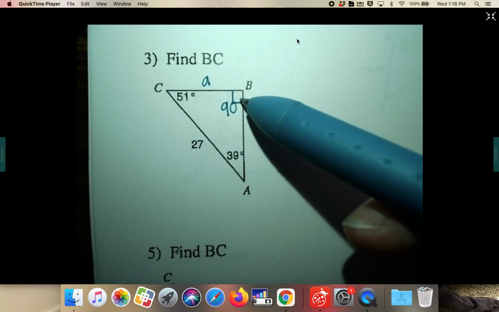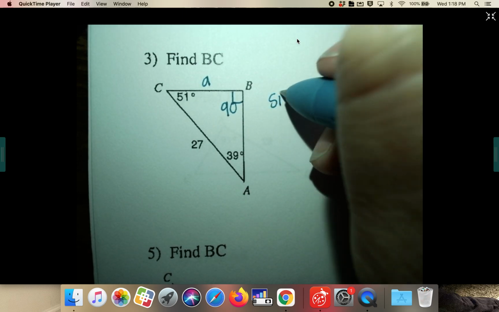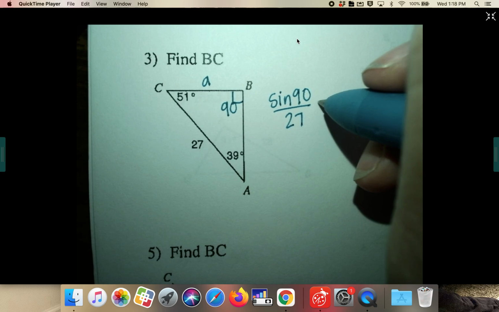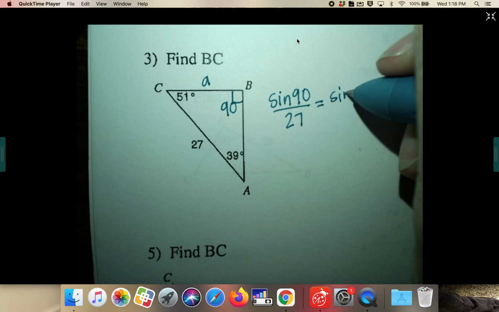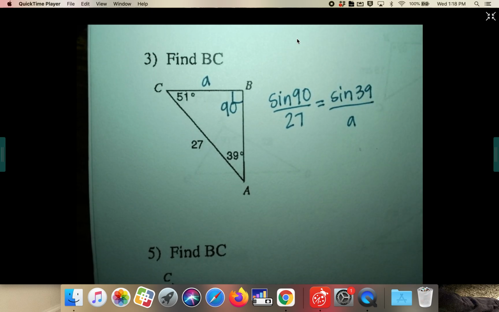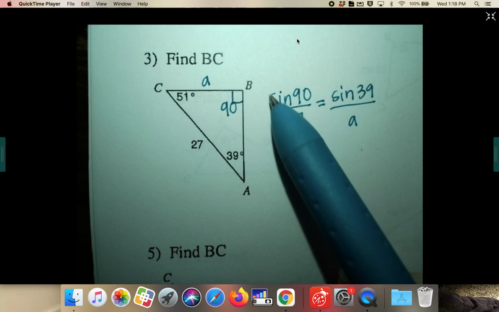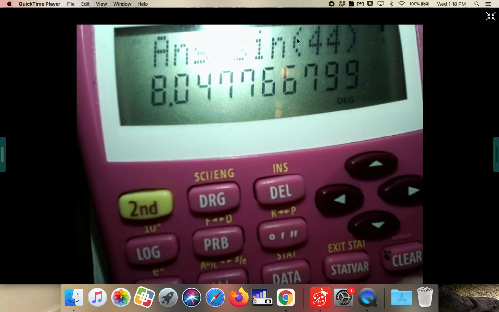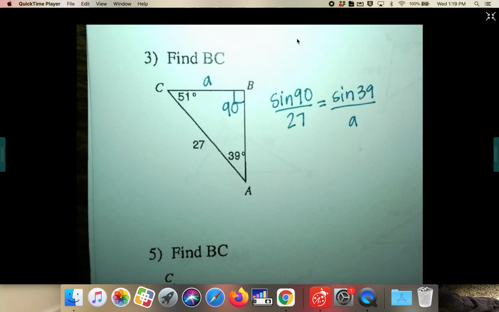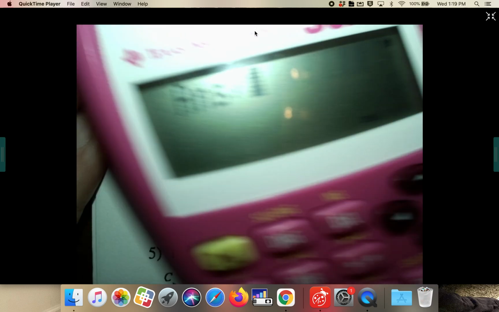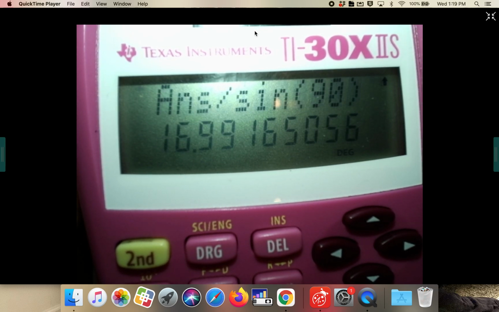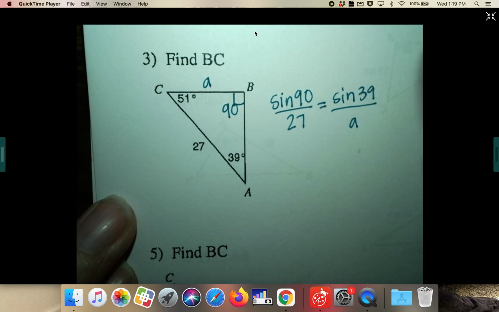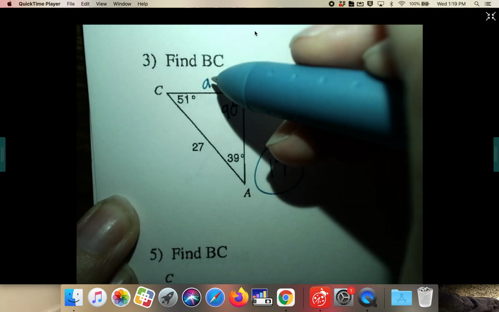So we're going to set up sine 90 over 27, and that's going to be equal to sine 39 over what we're looking for, a. Okay, the bat and the ball, multiply these, divide by sine 90. So sine of 39 times 27 equals, and then we're going to divide that by sine of 90. And that is about 17. So 17 is side a, this side.